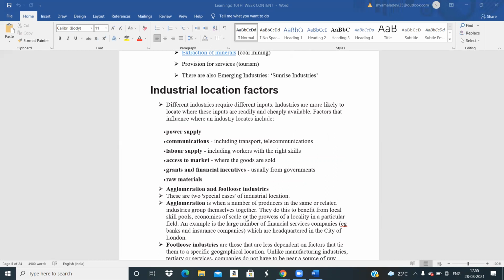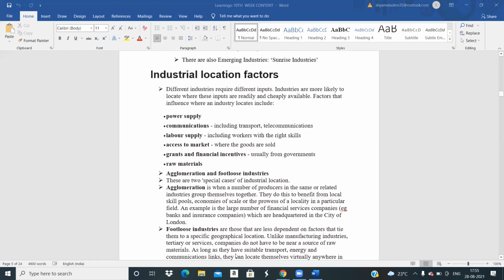They do this to benefit from local skill pools, economies of scale, or the powers of a locality in a particular field. For example, financial service companies, which are headquartered in the city of London.